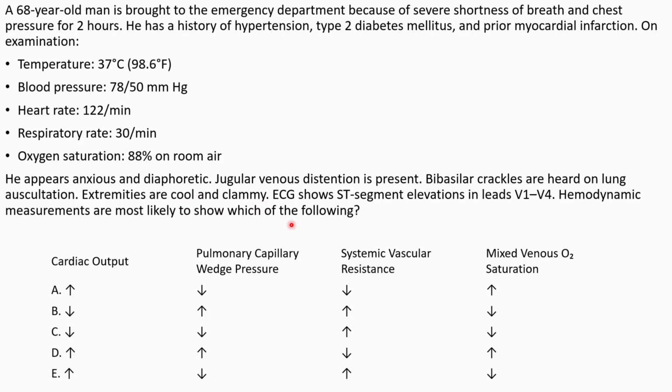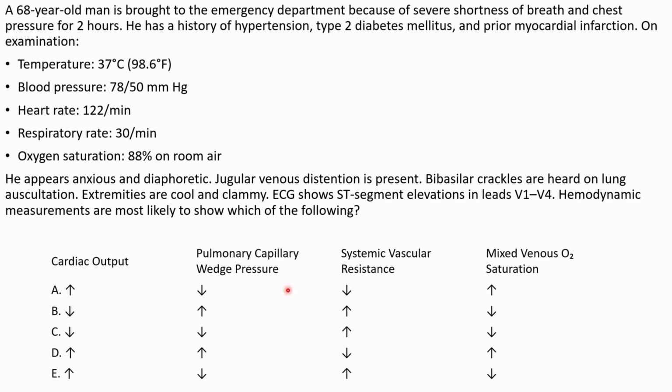Another telltale sign of cardiogenic shock. Low blood pressure because cardiac output is low, which is activating the sympathetic nervous system, causing increased heart rate. And as you can see, he has a history of hypertension, type 2 DM, myocardial infarction, which are all signs of atherosclerosis. This is a confirmed repeat myocardial infarction.